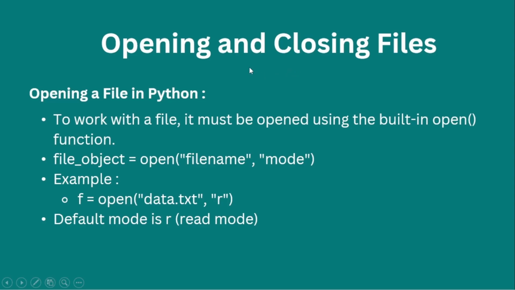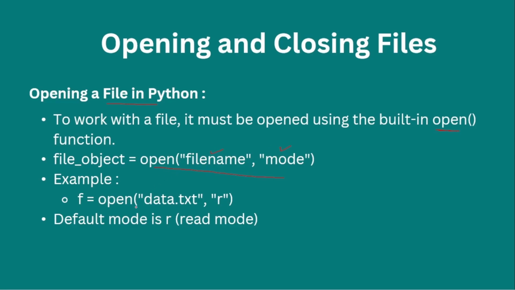Okay, so the next topic is opening and closing files. So we'll start with opening a file in Python. To work with a file, it must be opened using the built-in open function. In Python, we have this built-in open function and it is used to open a file. So here we see file object equals open file name, mode. Here we'll specify the file name and here we'll specify the mode, whether we want to open it in a read mode or a write mode, whatever mode, we'll specify that.